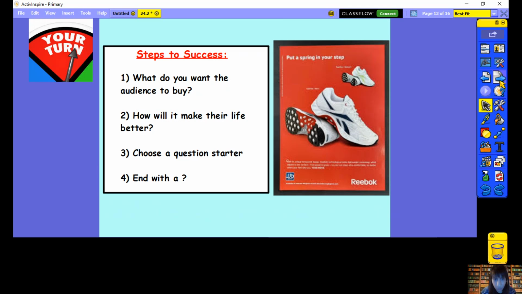Okay, number 2, how is it going to make their life better? If they were to own this product, what would happen? Maybe you could say something like they are going to run like the wind, or maybe they're going to be the envy of all of their classmates. Maybe they're going to have the snazziest footwear on the block. I don't know, but make the product sound positive. So make some notes now of why people would want this product.